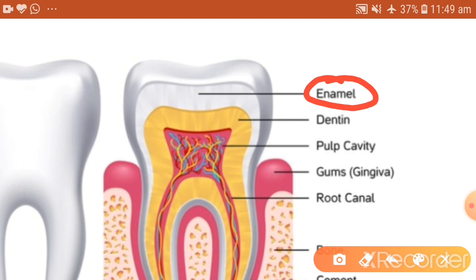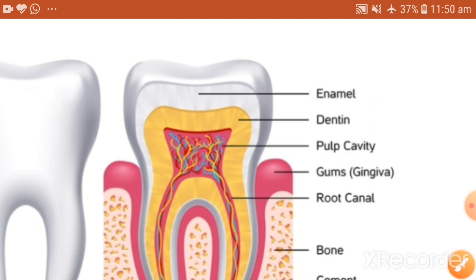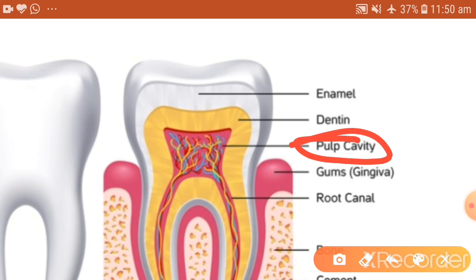It is the enamel. Below the enamel we have dentine, D-E-N-T-I-N-E. Please remember there is one more E after the N, so that is dentine. The substance beneath the enamel is dentine, which forms the bulk of the tooth. This whole structure is the dentine, just below the enamel. Then we have the pulp cavity, which exists in the center of the tooth and contains nerves and blood vessels. You can see the nerves and the blood vessels here.